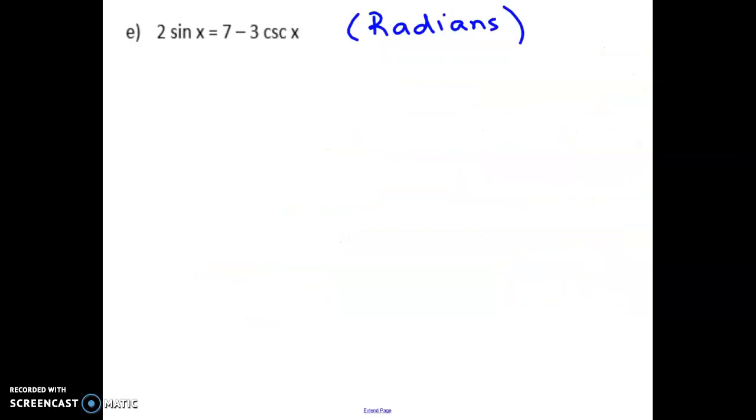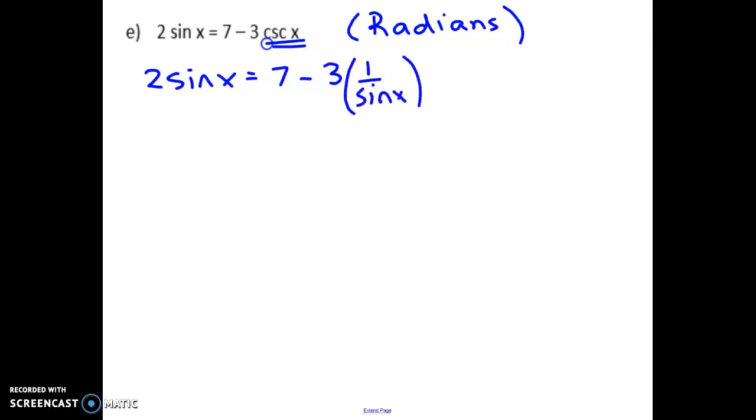So question E, let's do this one in radians again. And I see that cosecant is something that's kind of a little different in this question, but we could change that to sine. So we get 2 sine x equals 7 minus 3 times 1 over sine x, if I change cosecant to 1 over sine.